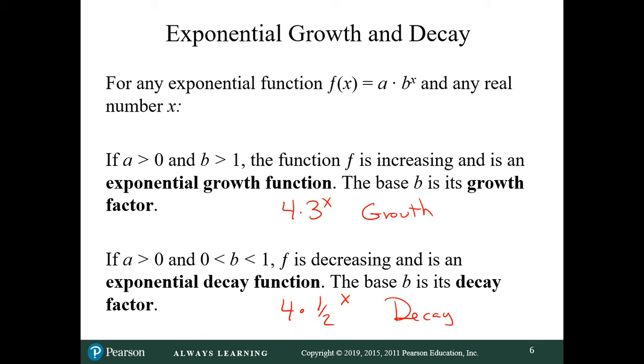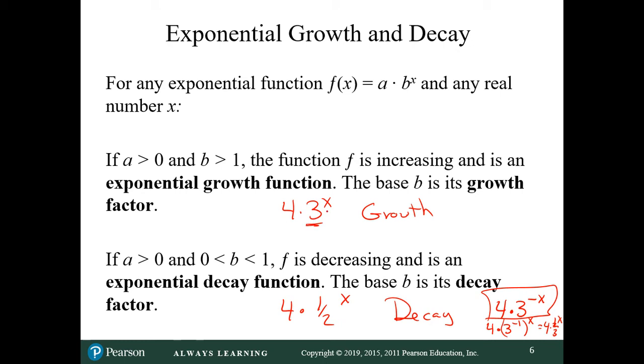You will also have decay when you have something like 4 times 3 to the negative x. Because what is that really? Well, that is really 4 times 3 to the negative 1 times x. And what's 3 to the negative 1? 1/3. 4 times 1/3 to the x. So that is why this is decay.